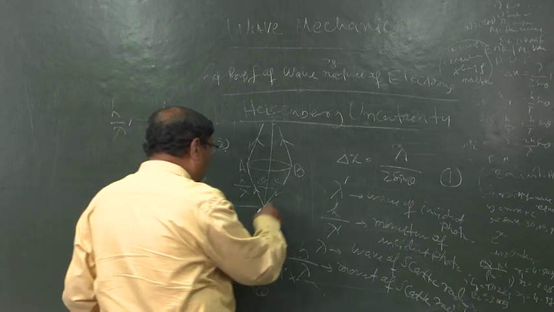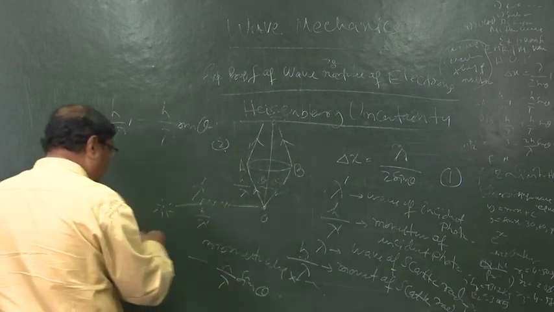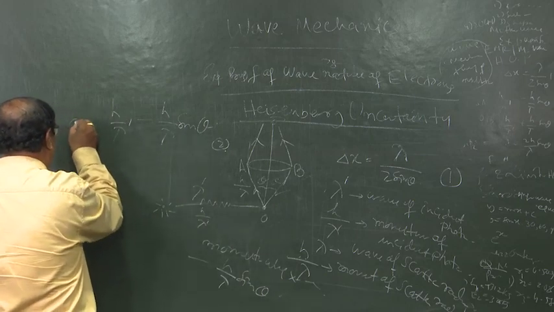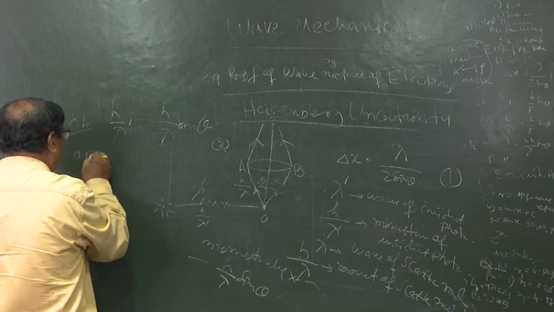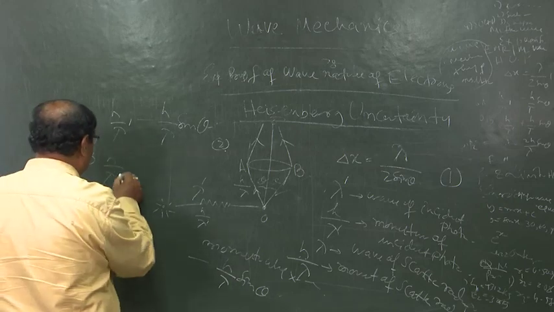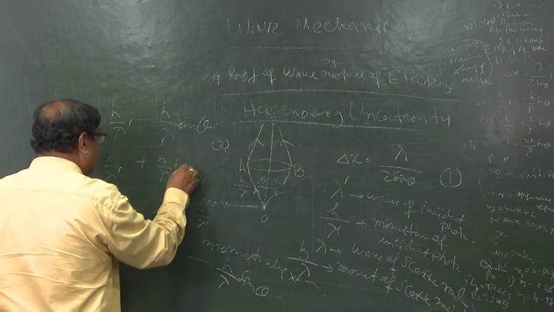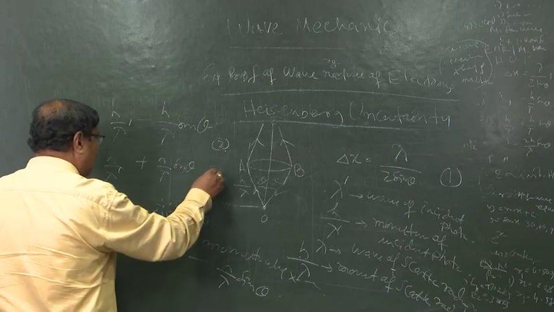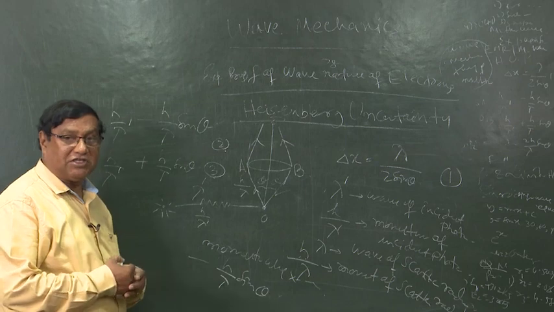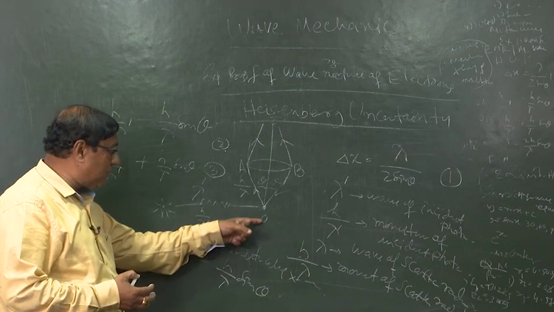Similarly, consider the radiation along OB. The momentum along OA was as above, and along OB it will be h by lambda dash plus h by lambda sin theta. This is equation 3. So what is the error in determining both the position and the momentum? That is, how much of the momentum is transferred to the electron.